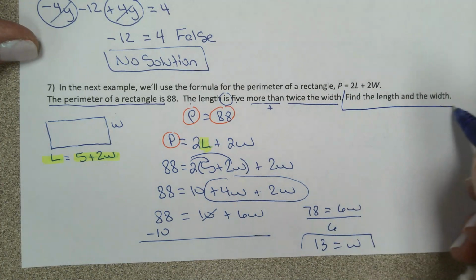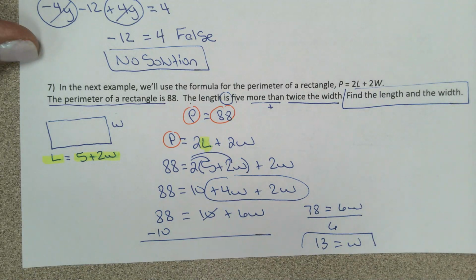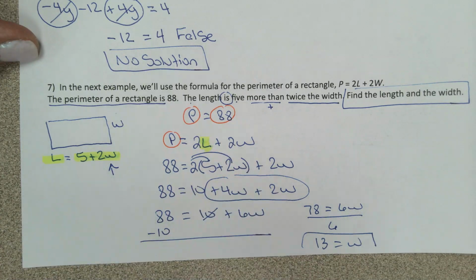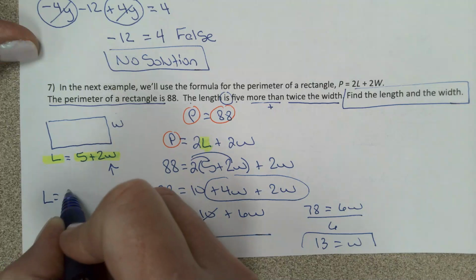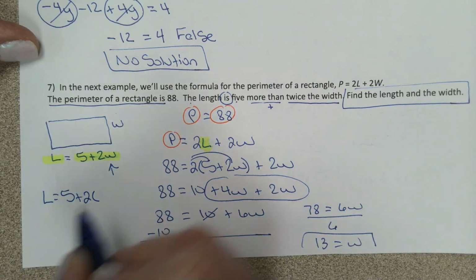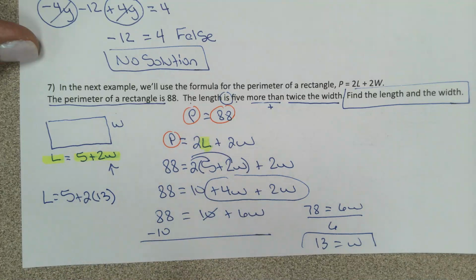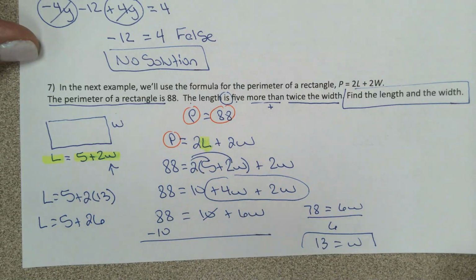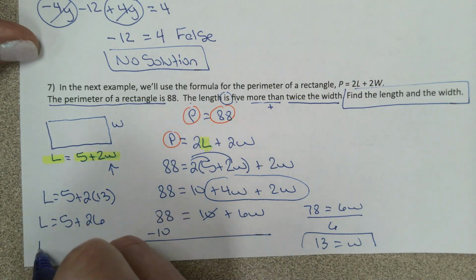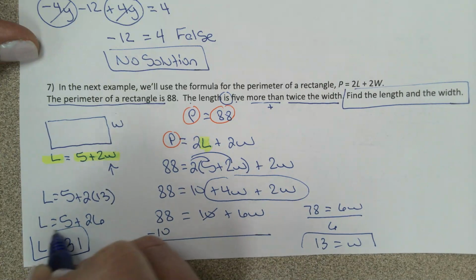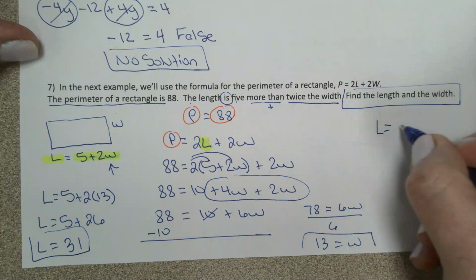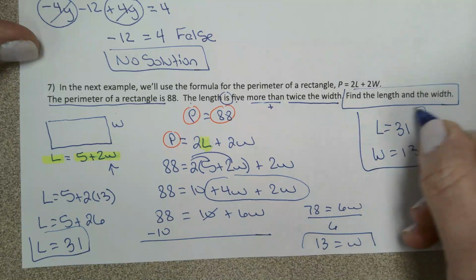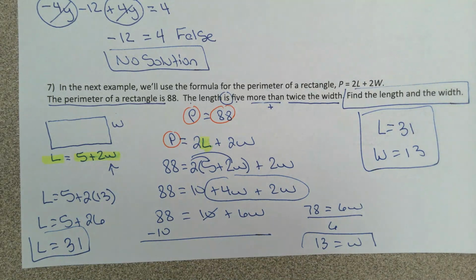So I had to find both the length and the width. So I found the width. Now I still need to find the length. So that's where I'm going to plug the 13 in for W right there. So I have 5 plus 2 times 13. 2 times 13 is 26. And that adds up to 31. So I know the length is 31 and the width is 13. And that is how you do substitution.